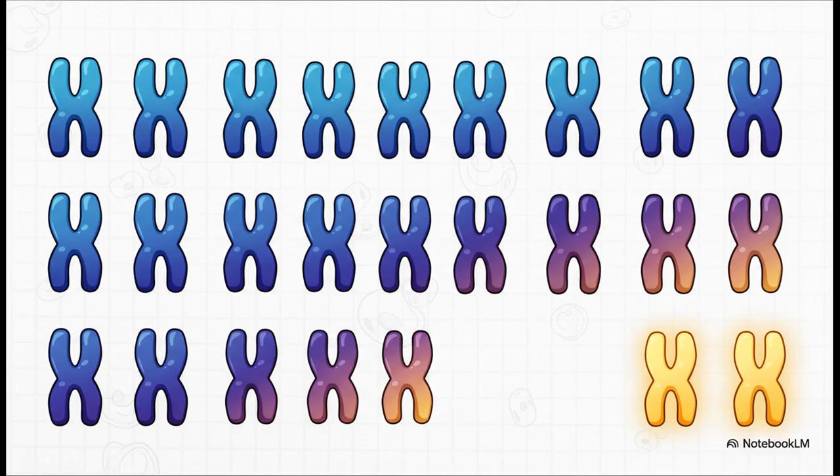Now most of these, 22 pairs to be precise, are what we call autosomes. They handle pretty much all of our body's traits. But it's that last pair, the 23rd one, that gets a lot of the spotlight. The sex chromosomes. They're the ones that determine biological sex. This whole layout, that's our baseline, the standard human karyotype.